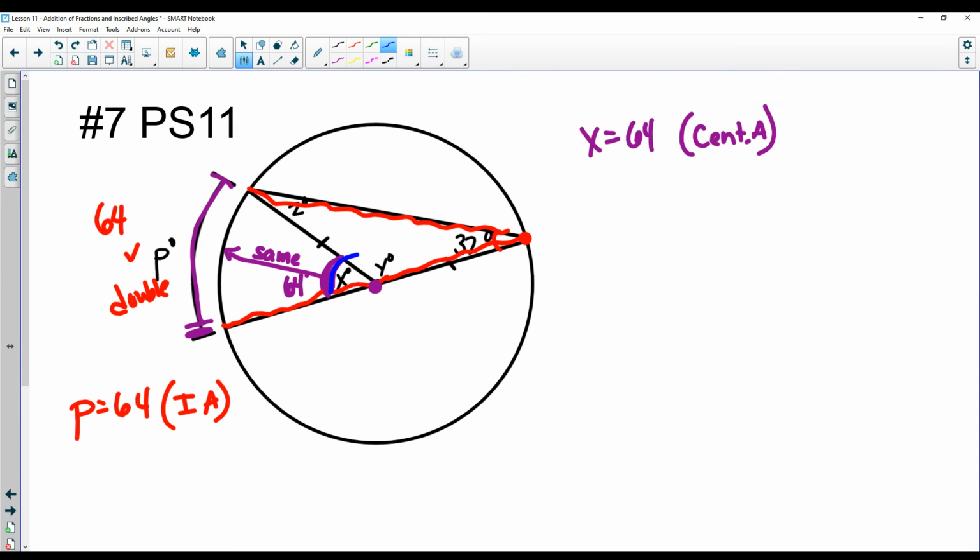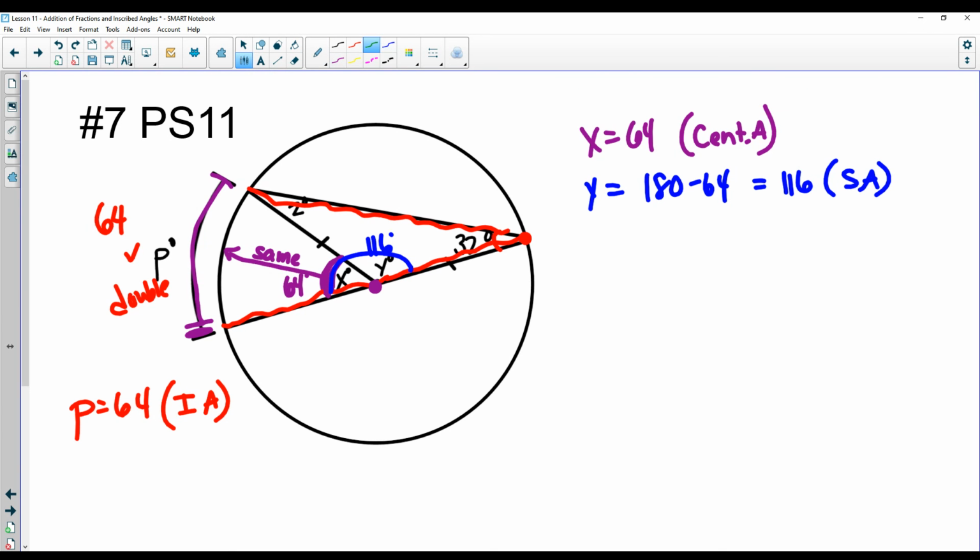And then we hop over here. We have a straight angle, supplementary angles. So we're going to find y. It's going to be the difference between 180 and 64. So y is going to be what? Y is 116. Supplementary angles. So let's write that in. 116.